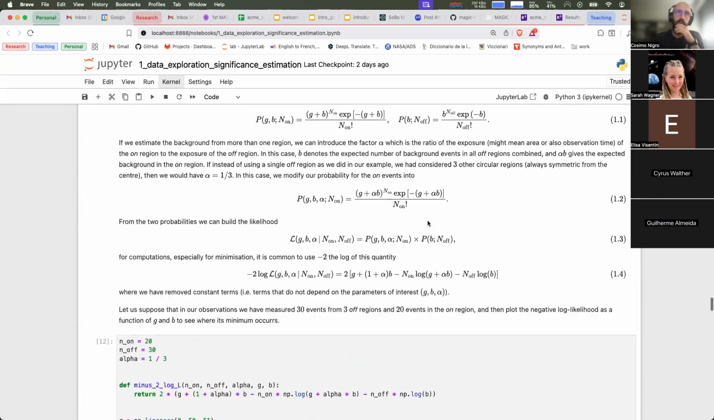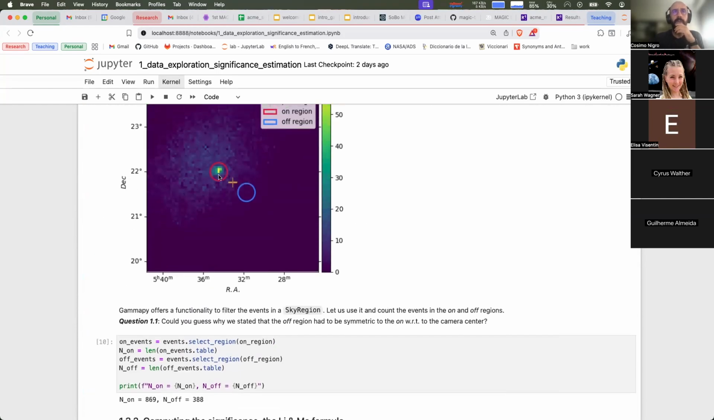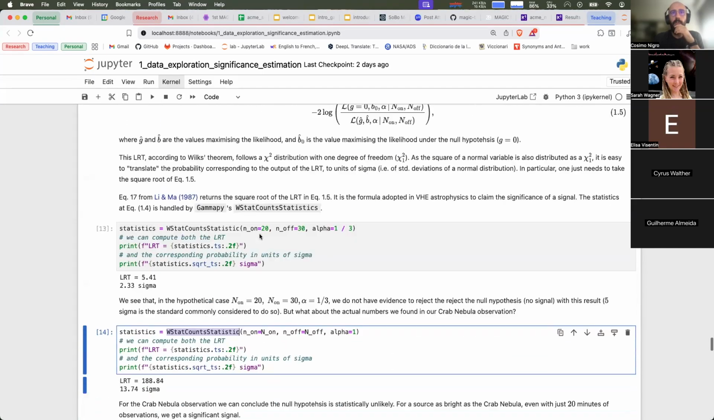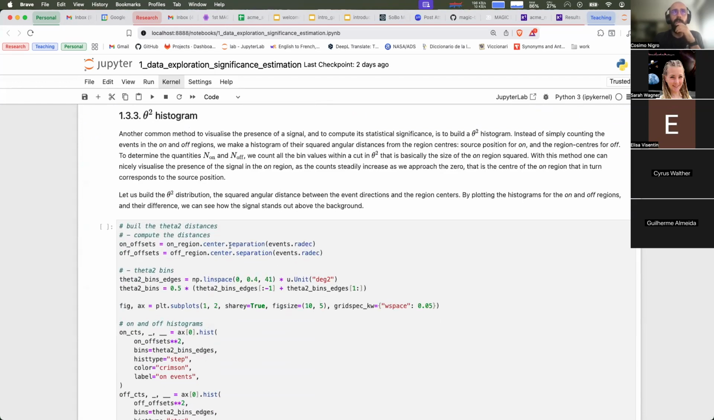So instead of counting all the events in the on region and all the events in the off region, let's do something different. Let's take the center of the on region, the center of the off region, and let's make a histogram of all the distances of the events from the center of these two regions, okay? So let's fix a point here and let's histogram all the distances of all the events. Let's take a point here at the center of the off region and let's make a histogram of all the distances of all the events, okay?